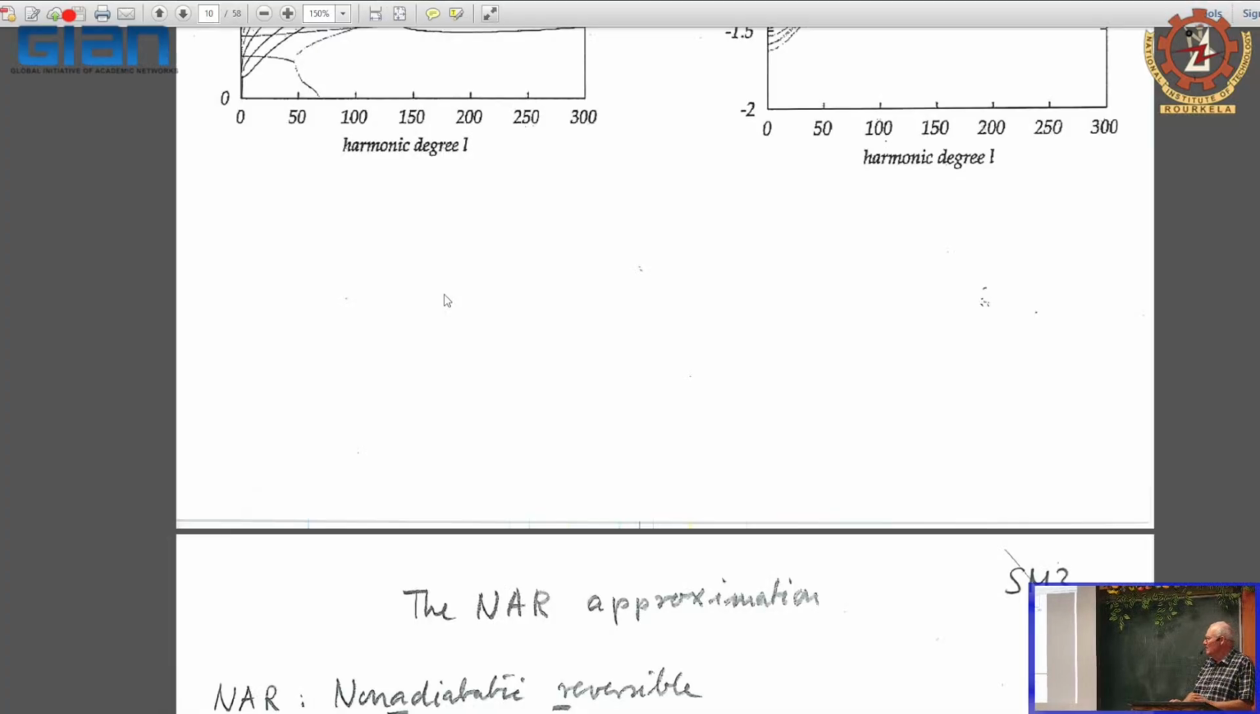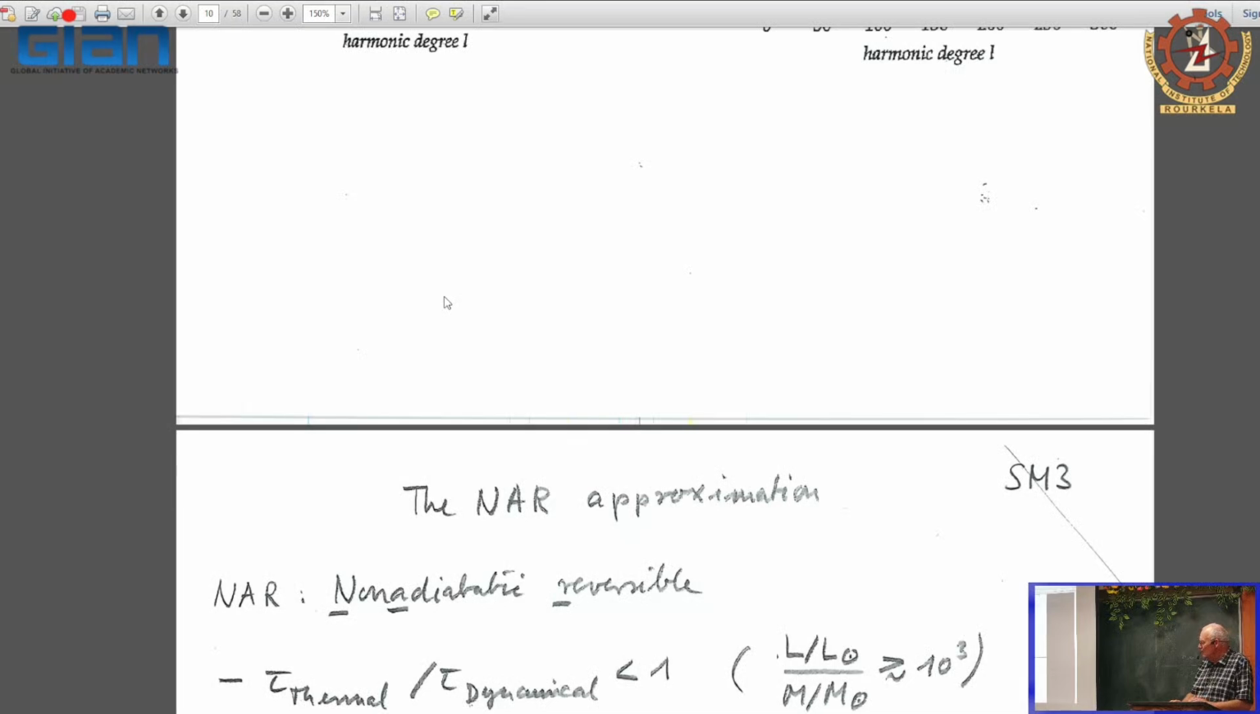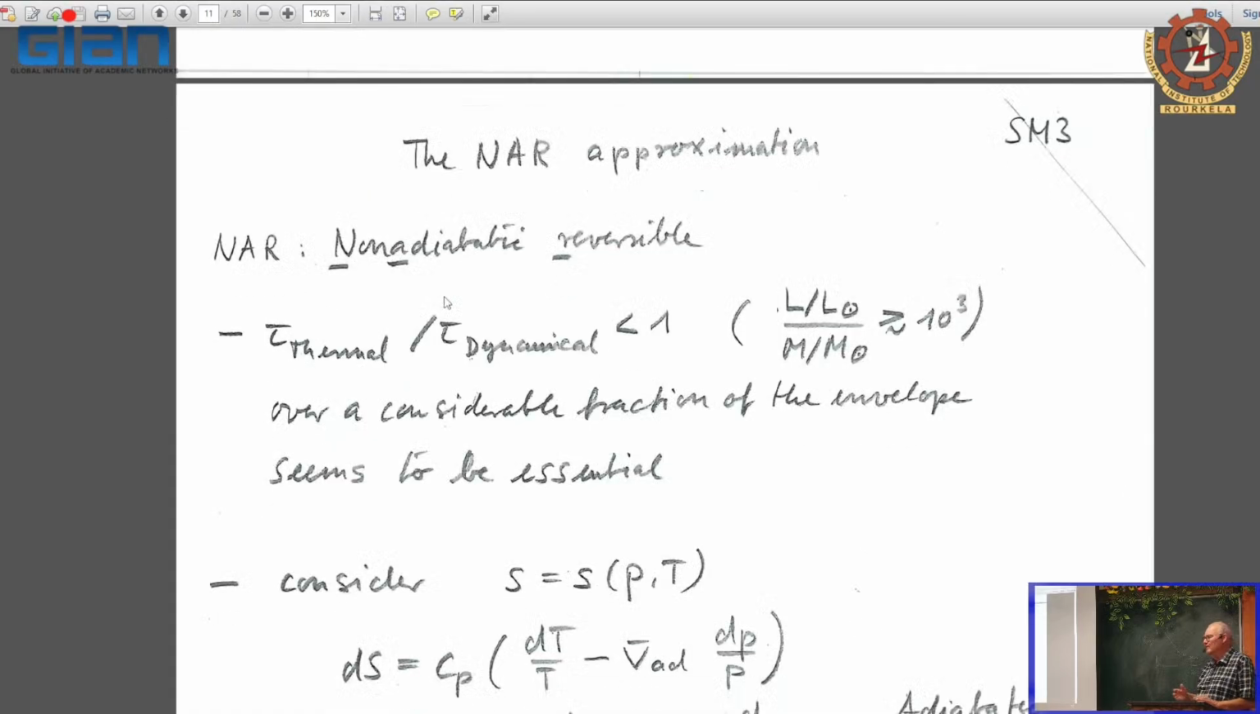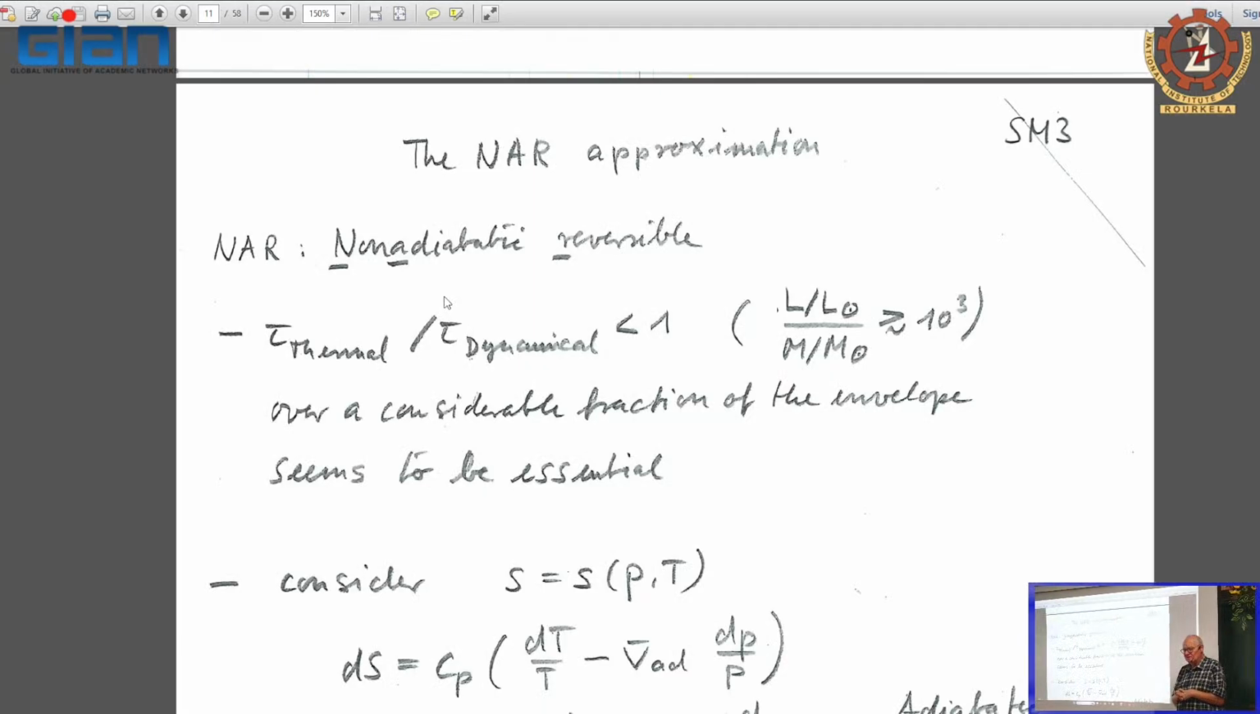What is the reason? That seems to be somewhat strange. And one tool to understand at least the complex conjugate symmetry in some cases is the so-called NAR approximation, which was developed in order to understand the properties of strange modes. So what does NAR mean? NAR stands for non-adiabatic reversible. So what does this approximation mean, or what does this approach mean?